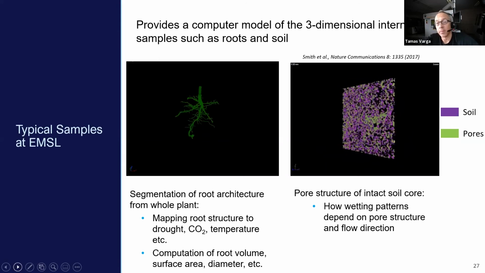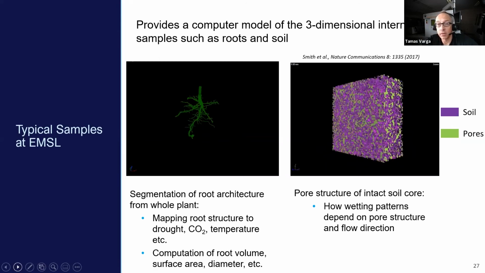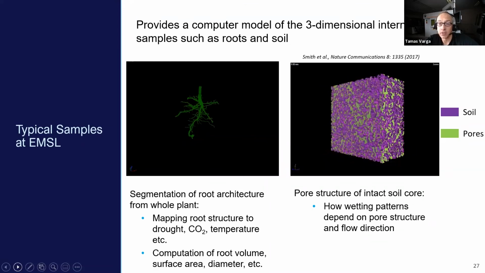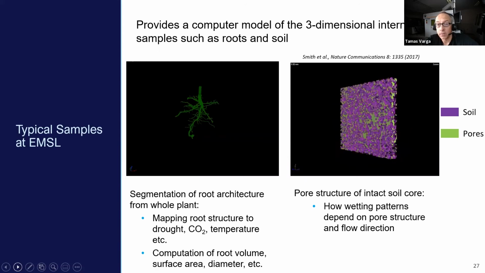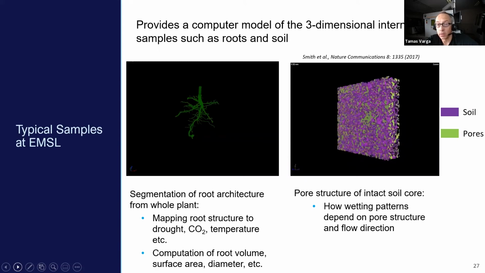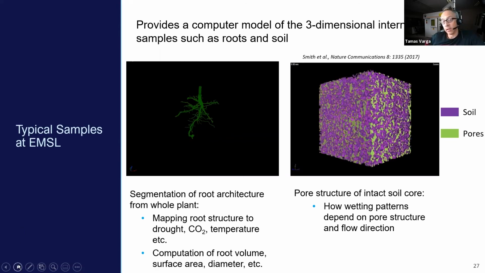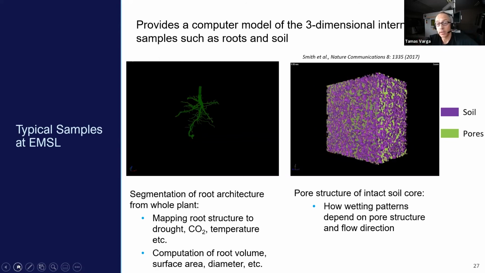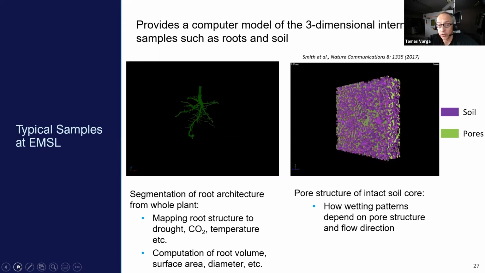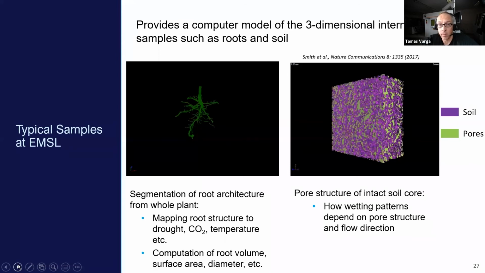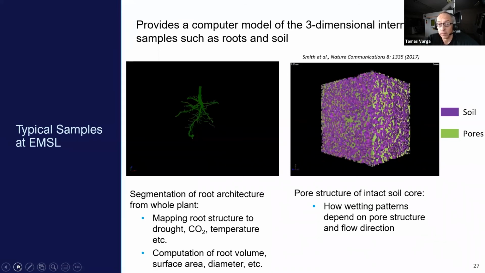On the right, in this example, is a soil project that was published in 2017. So for soil samples, we most often characterize the porosity of the soil. This was a small soil core, and I'm only showing a cropped volume of it, or part of it. By visualizing the porosity, we can learn about how, for example, the wetting of the soil depends on the pore structure and flow direction. We can also characterize pore network connectivity, which has a bearing on the transport flow of water or transport of nutrients in the soil. Next slide.